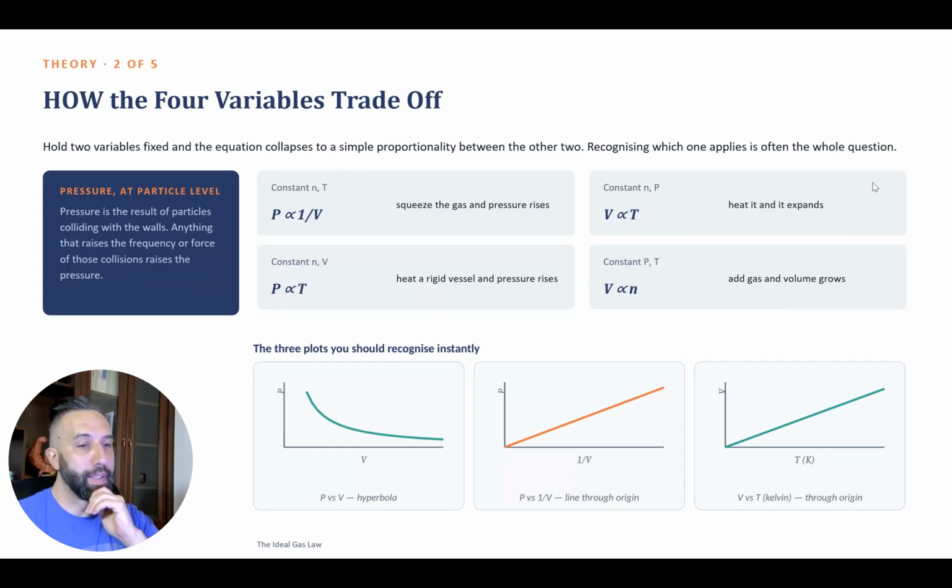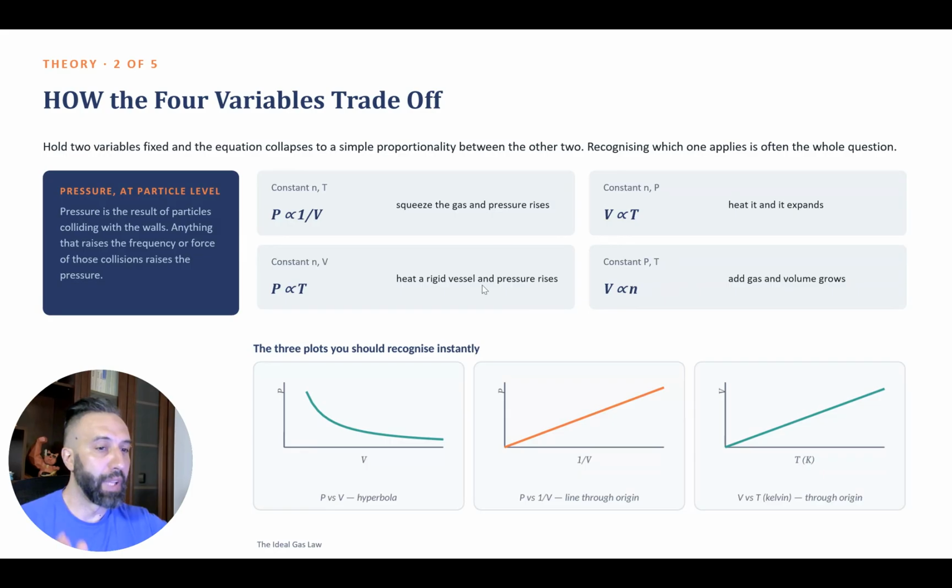Now, the trade-offs of these. So realistically, in questions, you will most often have a situation where one of these is constant. So either, as you can see here, if the number of moles and temperature are constant, then pressure is proportional to 1 divided by V. In other words, if pressure increases, then what has to happen with this? So pressure rises, the gas is squeezed, so volume decreases.